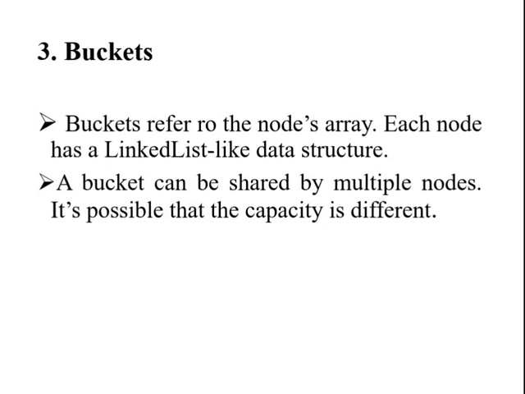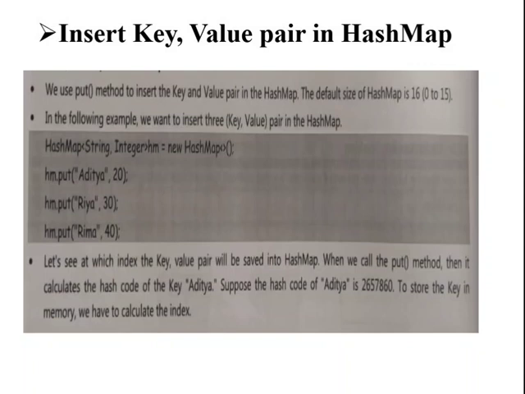We will study in detail. Then next topic is insert key value pair in HashMap. We use the put method to insert the key and value pairs in the HashMap. The default size of a HashMap is 16, that is 0 to 15. In the following example, we want to insert 3 pairs in the HashMap: HashMap<String, Integer> hm = new HashMap<>(); hm.put("Aditya", 20); hm.put("Riya", 30); hm.put("Rima", 40).